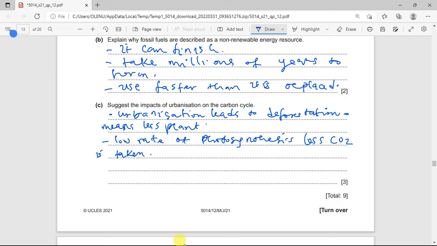Now, urbanization, remember I said, is the growth of towns and cities. So you find out that there will be also more use of fossil fuels in towns and cities. And if there is more use of fossil fuels, it will increase the carbon dioxide in the atmosphere. This will increase CO2 in the atmosphere.